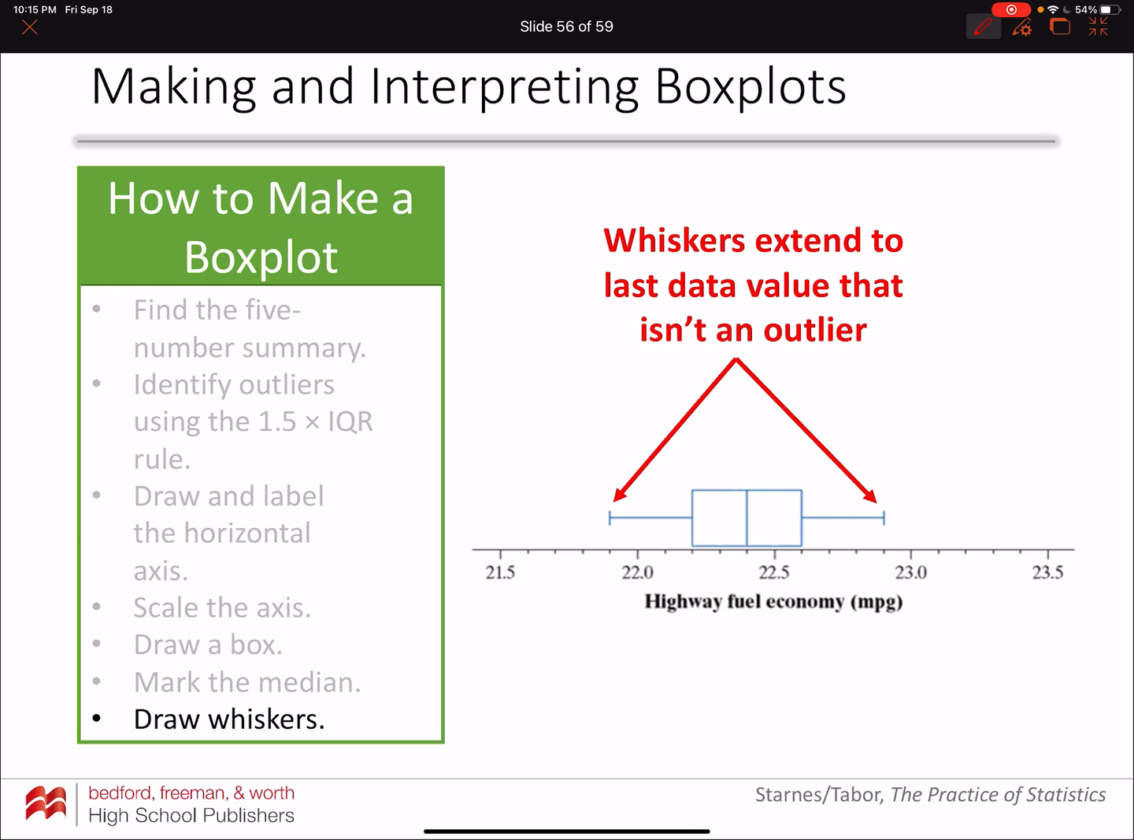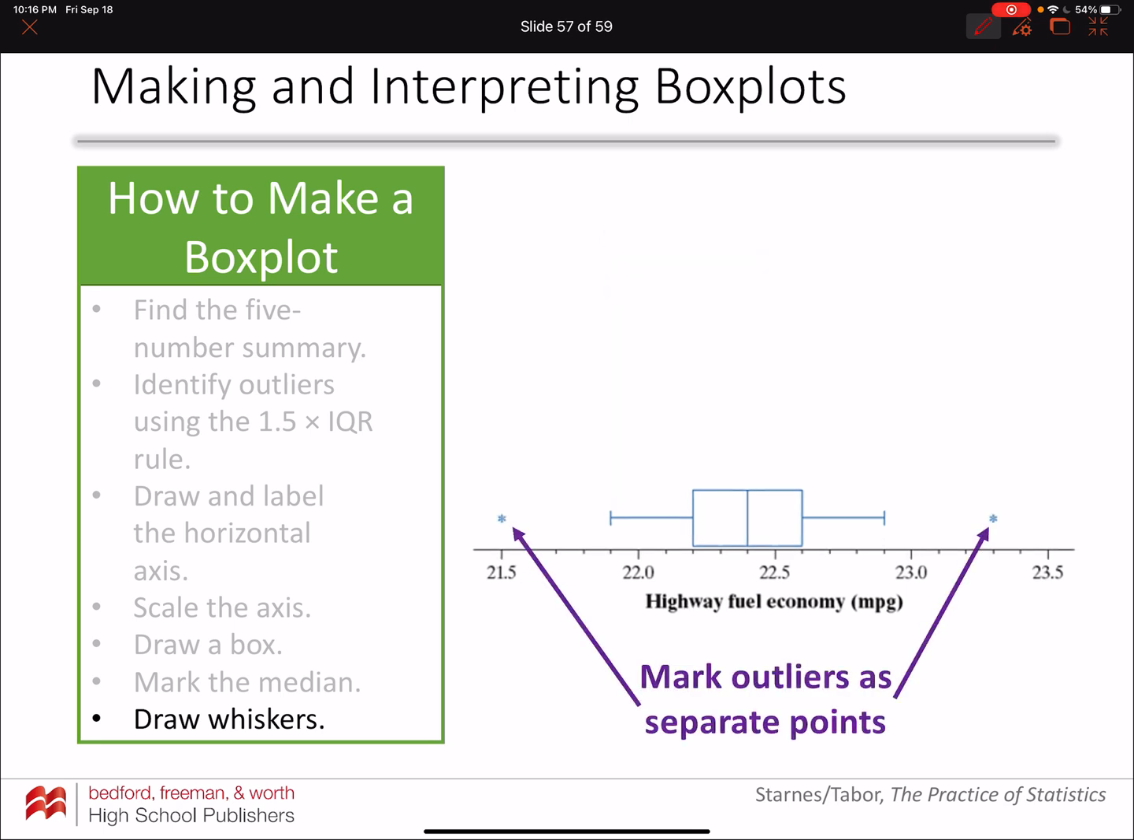Now, where do you stop the whiskers? You go all the way to the min and the max, unless the min and/or the max are outliers, in which case they aren't part of the whiskers. So in most cases, the whiskers will go to the max and the min, unless those 2, or any of them, are outliers. And those are the whiskers. And then you do have to show the outliers, and you show them as dots. Some programs show them as asterisks or stars. It doesn't matter. It's the same idea. And that, my friends, is a box plot.